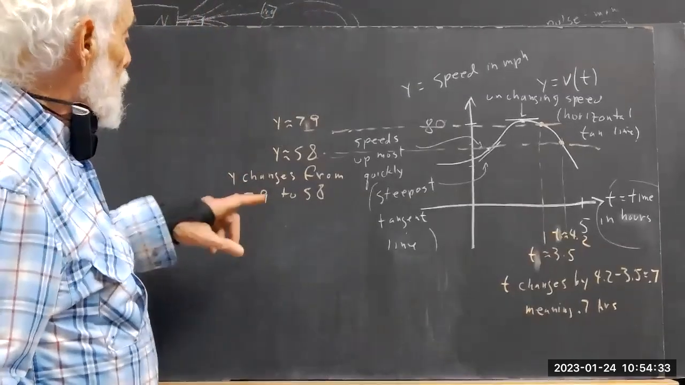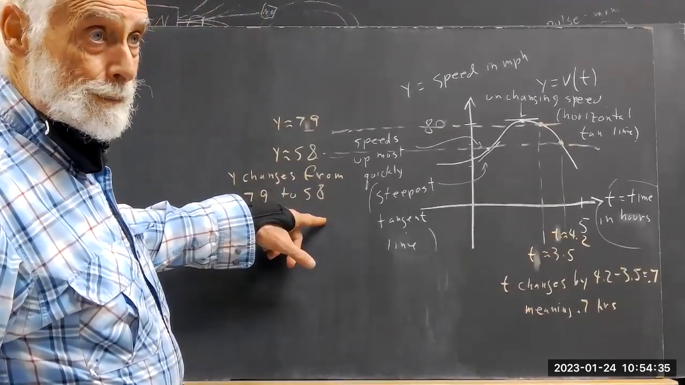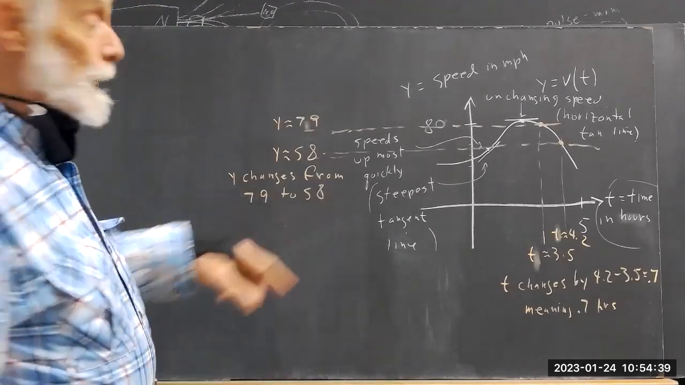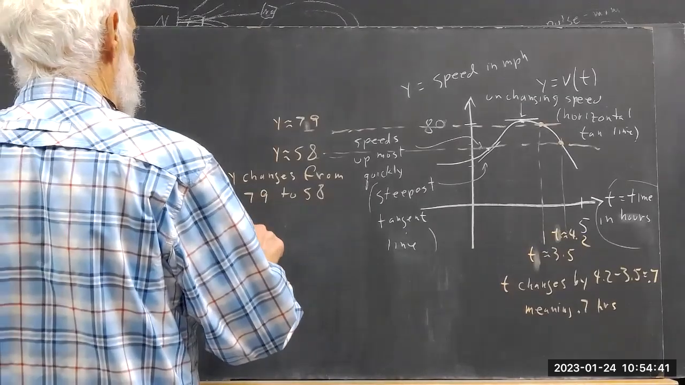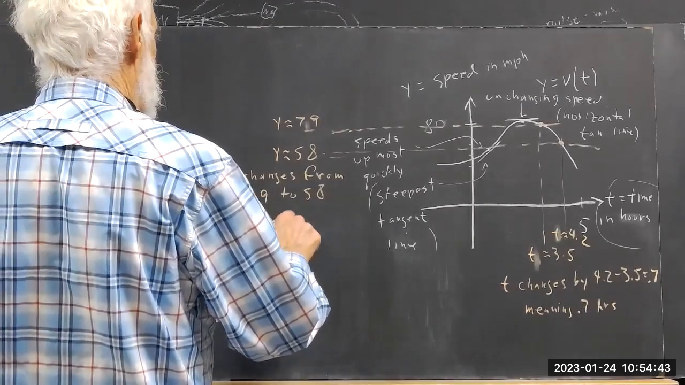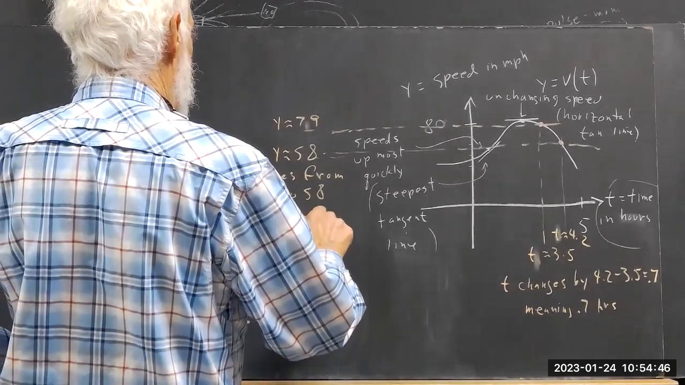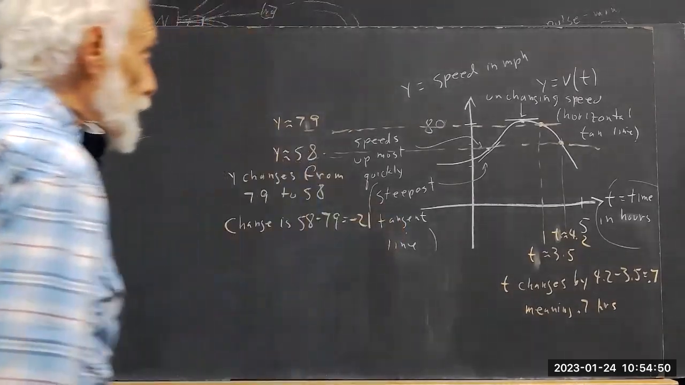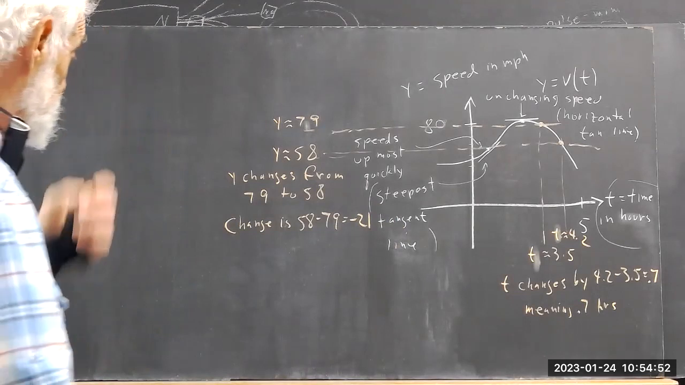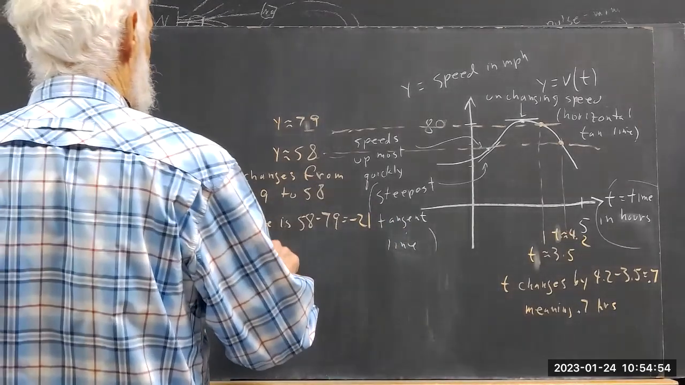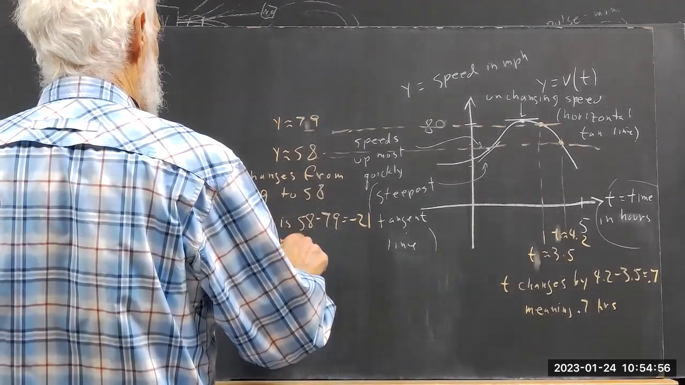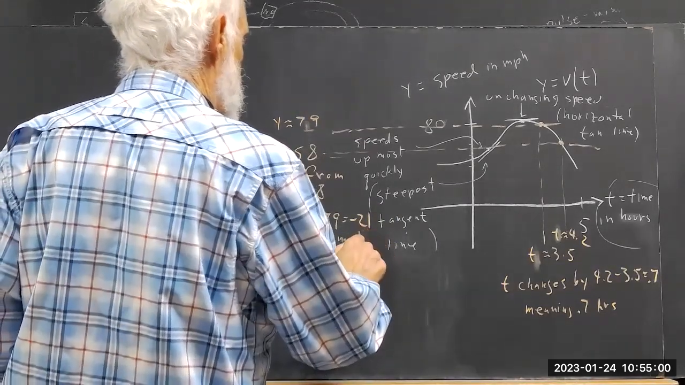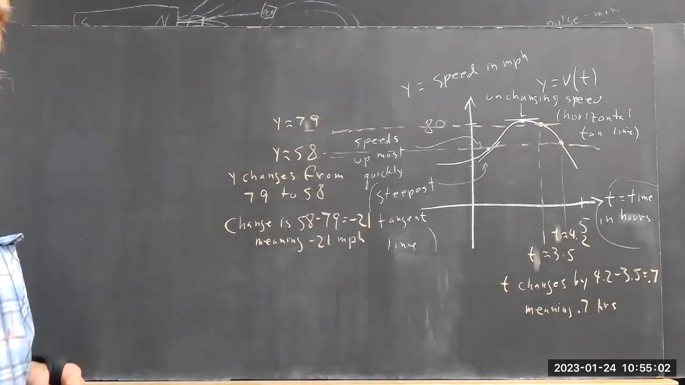Now, what's the change from 79 to 58? Negative, isn't it? As you're going down, okay? So the change is -21, meaning -21 miles per hour.